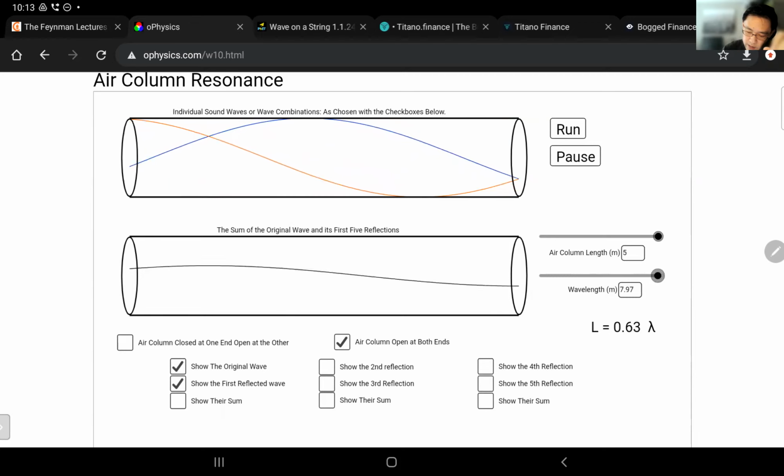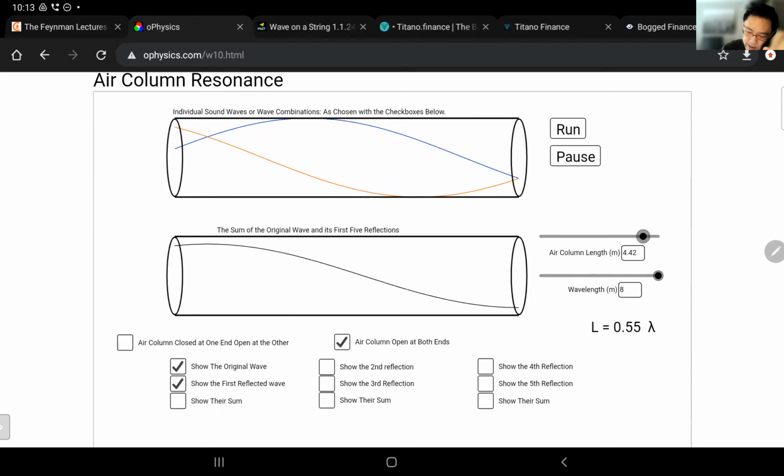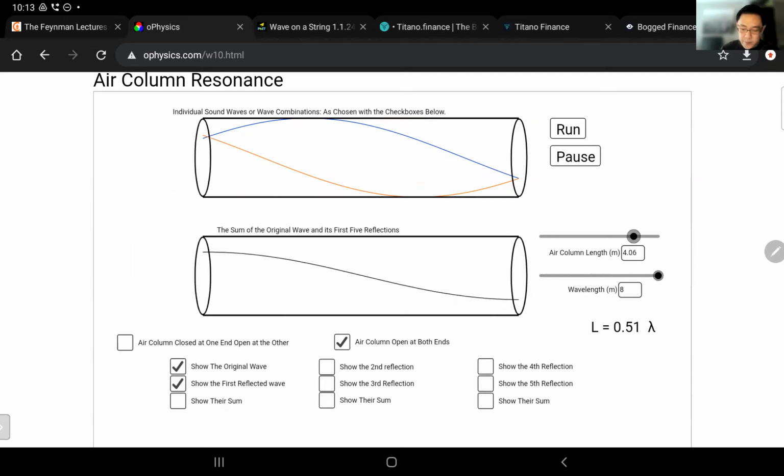Nope, it's not. Okay. I have to adjust the tube a little bit. There you go. All right. So let me adjust the tube. There you go. All right. So there's another possibility there. Just want to play around with the numbers.